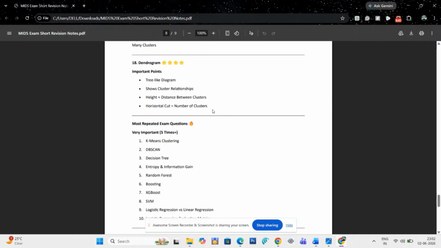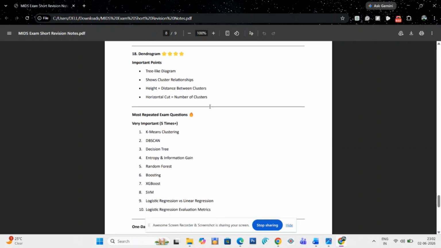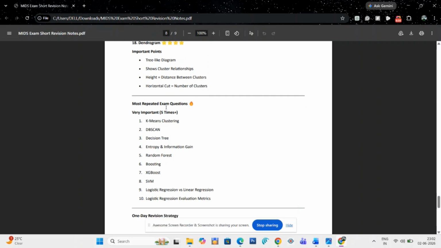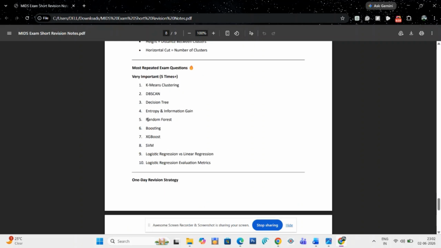That is the whole concept of the MIDS question paper or MIDS subject for the Endsem, in which the most repeated exam questions are very important.